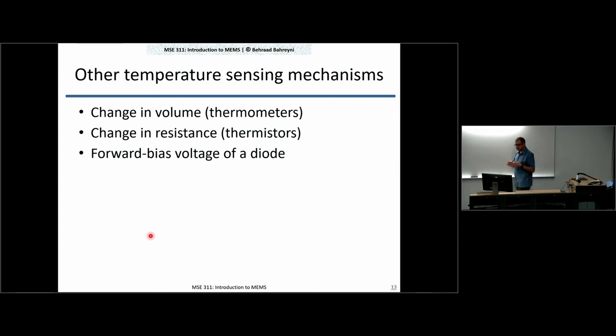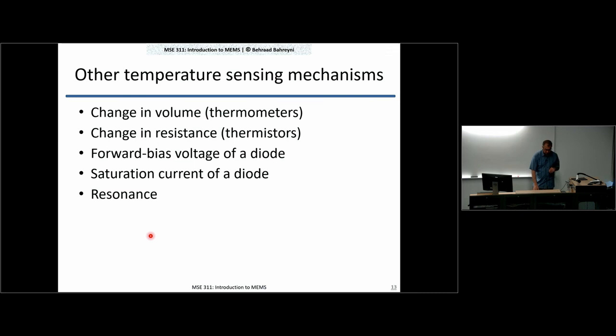The forward bias voltage of a diode is a good metric for temperature sensing. If you bias a diode in its forward bias region, the forward voltage across the diode will drop at about 2 millivolt per degree centigrade. So if the temperature rises by 10 degrees, you will have a 20 millivolt reduction in forward bias voltage. And that's almost independent of how you make the diode. Not entirely, but almost. So it's a very reliable number when you make a sensor. Saturation current of a diode is also a very sensitive parameter for measuring temperature, but the issue is that it depends on the diode parameters more than the forward bias voltage does.